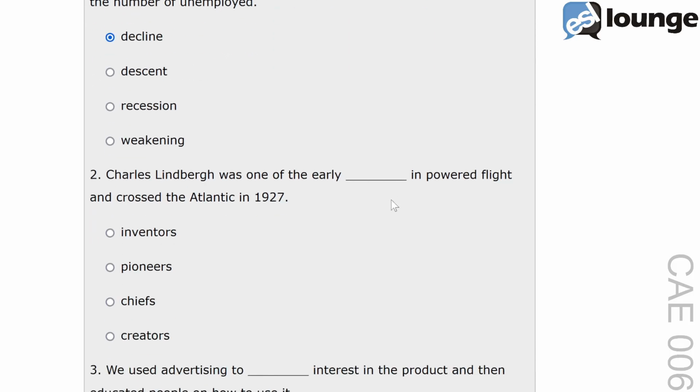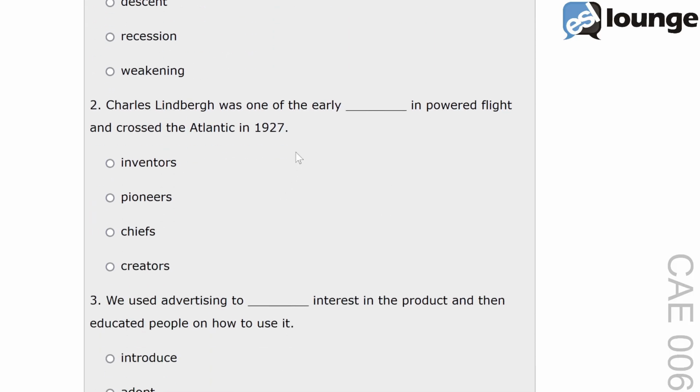Moving on to number 2. Charles Lindbergh was one of the early blank in powered flight and crossed the Atlantic in 1927. The options are inventors, pioneers, chiefs and creators. The correct answer is pioneers.